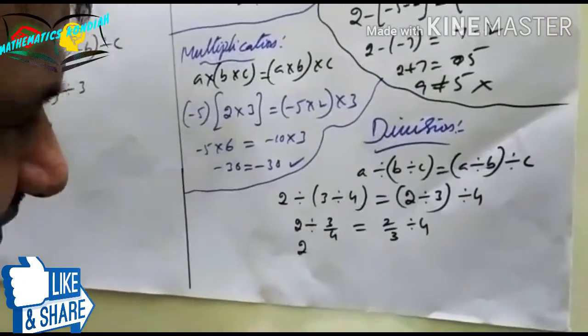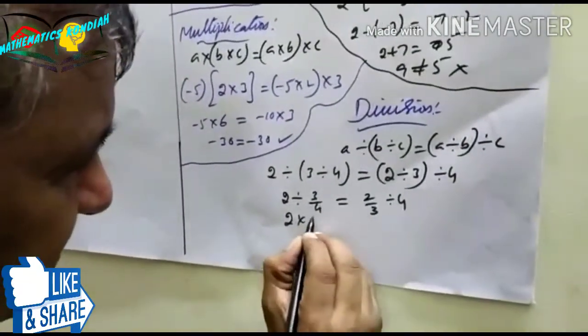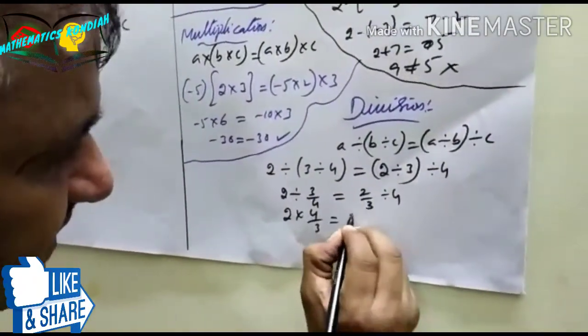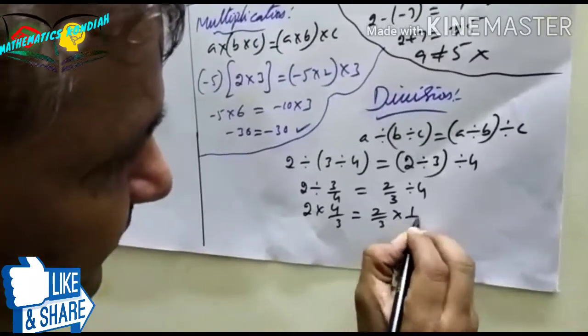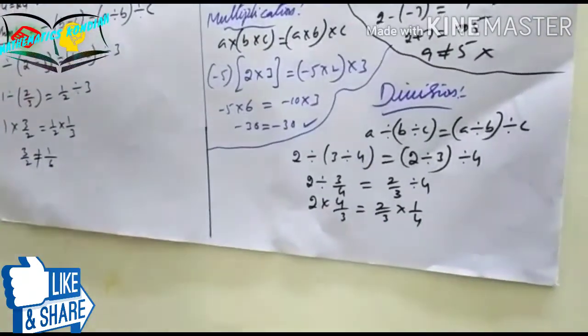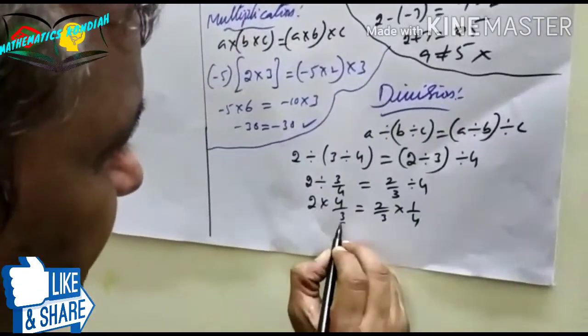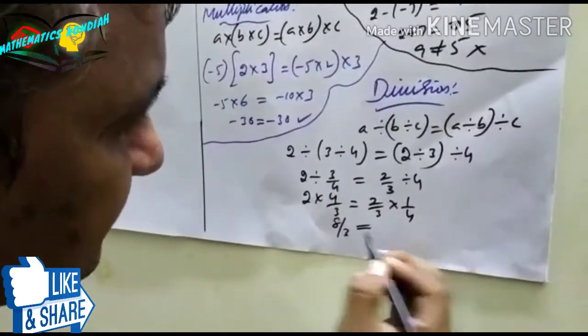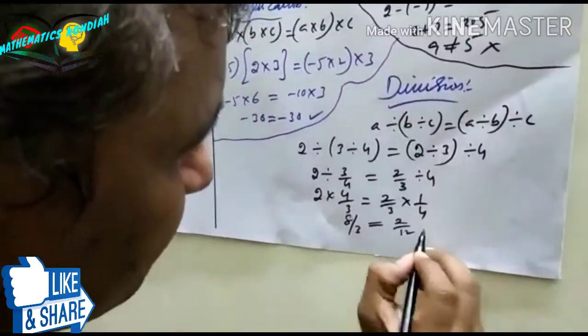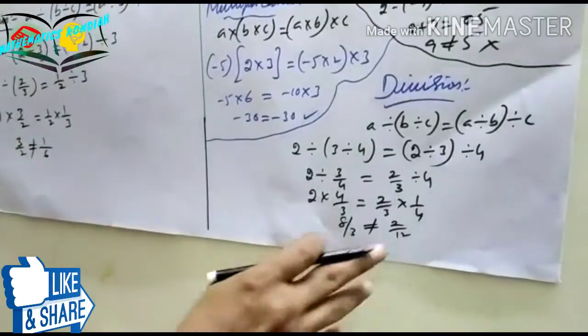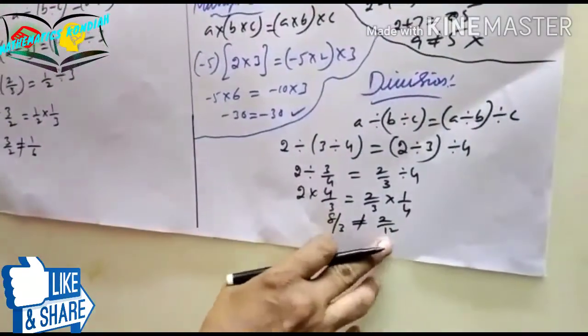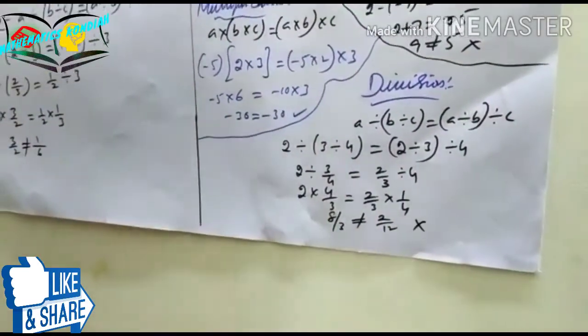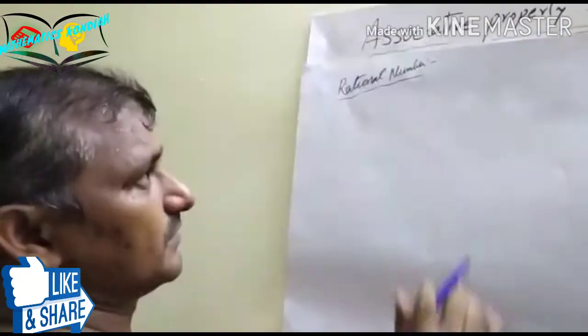2 divided converts into multiplication, the fraction becomes the reciprocal, 4 by 3. At the same time, 2 by 3 into 1 by 4. Therefore 8 by 3, 2 fours are 8. 8 by 3 is equal to 2 by 12. Therefore 8 by 3 is not equal to 2 by 12. Therefore it is not satisfied. Under division it is not satisfied.